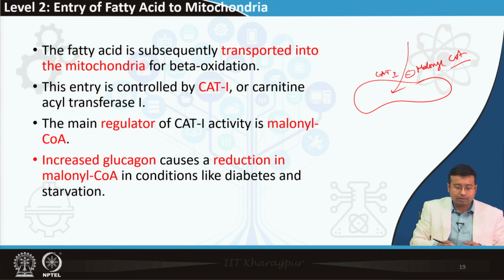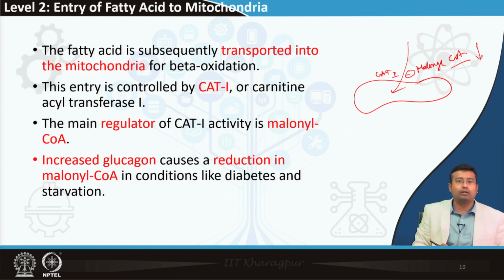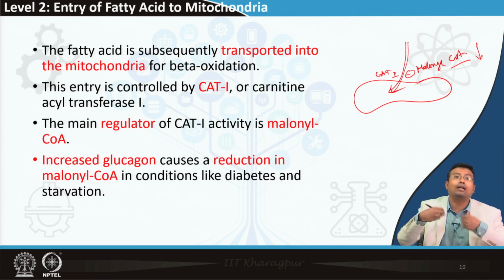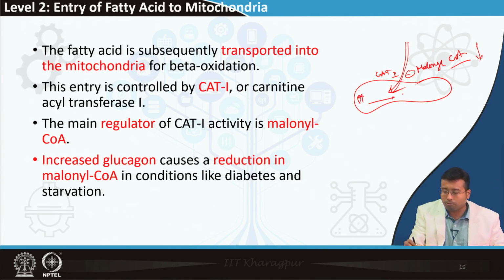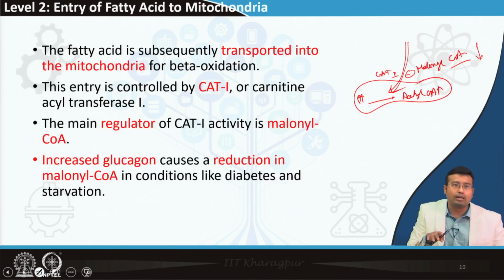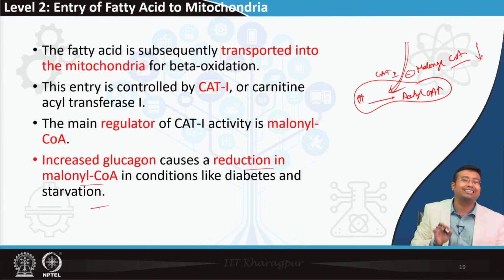Now, what happens? Increased glucagon causes a reduction in malonyl-CoA. So, glucagon reduces malonyl-CoA. Now, what happens? The inhibitory effect of malonyl-CoA will be gone and more fatty acid will go inside the mitochondria. It will lead to more and more beta oxidation and more production of acetyl coenzyme A, right. So, this is one level of regulation, again insulin and glucagon. Increased glucagon causes a reduction in malonyl-CoA in conditions like diabetes and starvation. In normal cases it does not happen.